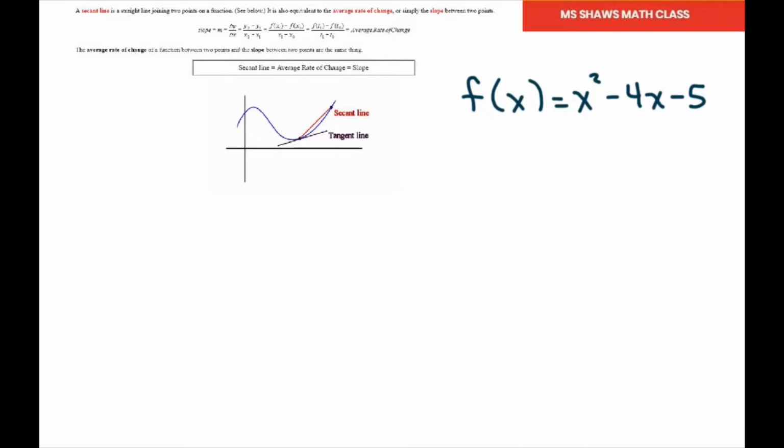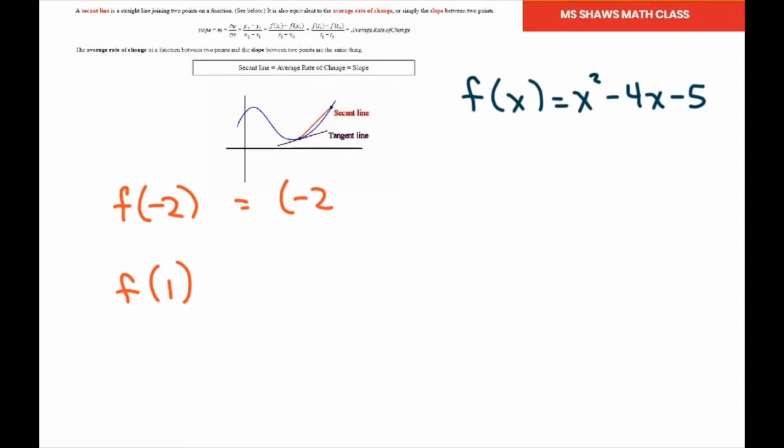And if you notice, the slope of the secant line equals the average rate of change. And so we want to find f of -2 and f of 1, because that's where we want to find the secant line. So basically just plug it in.